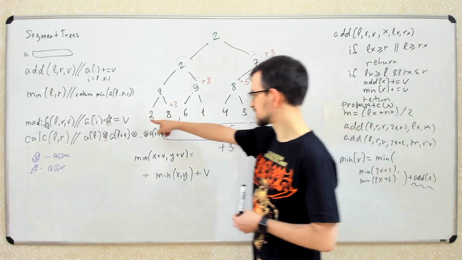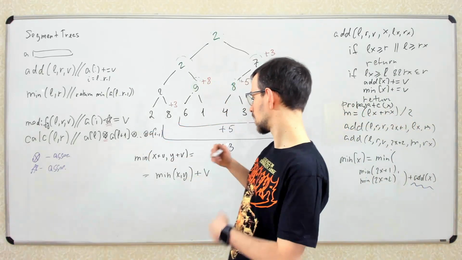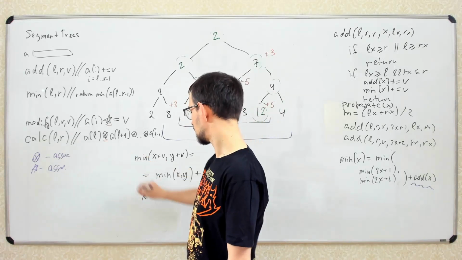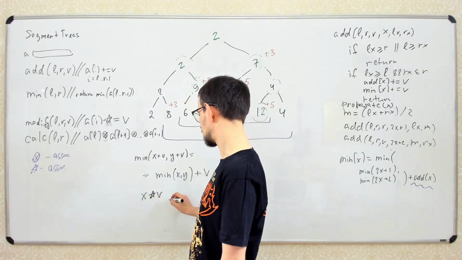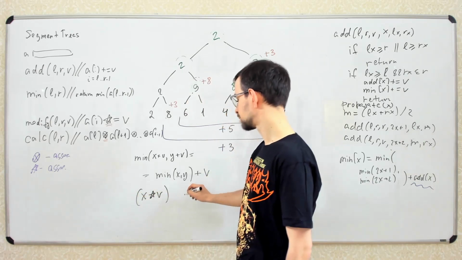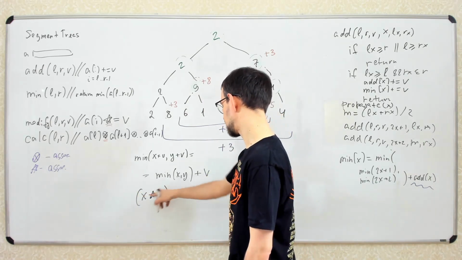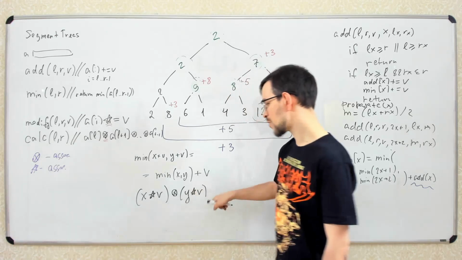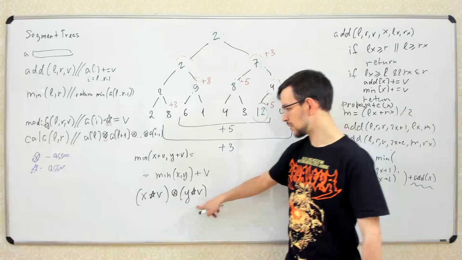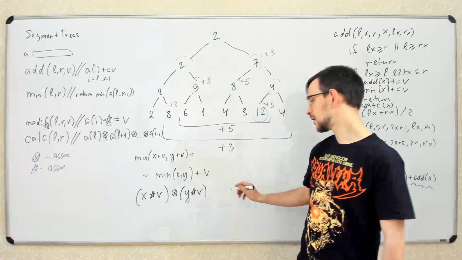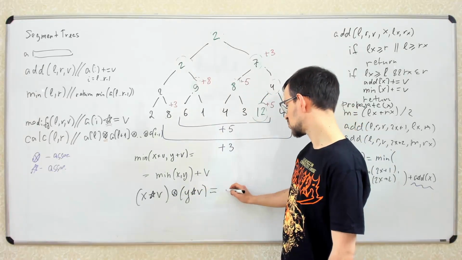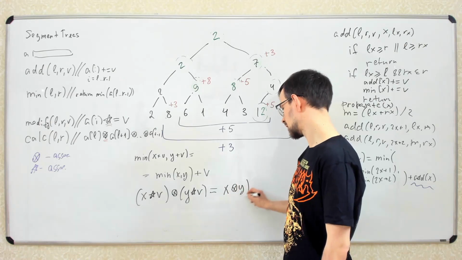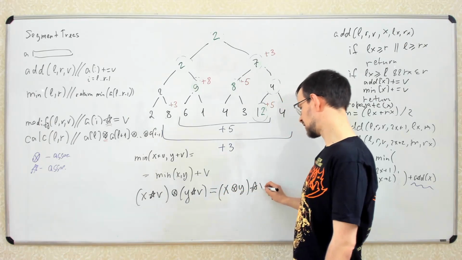Or in terms of these abstract operations, we need the following. If we take some element x and apply operation v, and combine it with y with applied operation v, so if we apply the operation to x and to y, then calculate the result, it must be the same as if we just calculate the result of x and y and then apply v to this result.